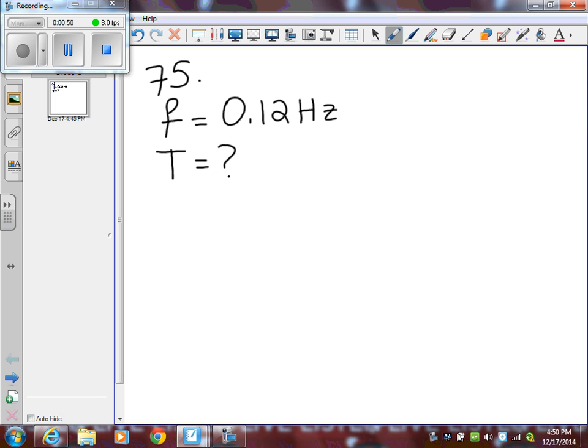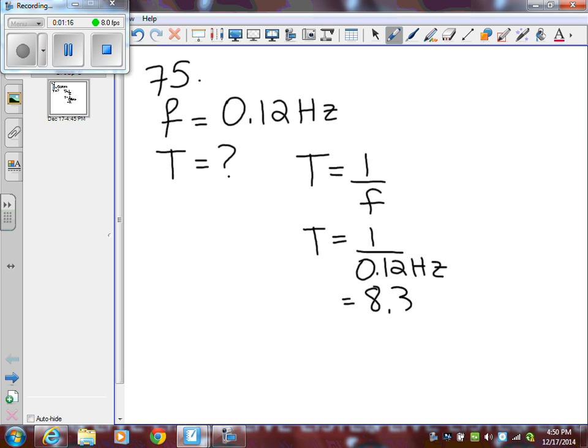We're going to look at our formulas. Our formula is going to show us that T equals 1 over f. Alright? Therefore, to find our period, we're going to plug those numbers into the equation, and we're going to get T equals 1 divided by 0.12 hertz. With that, we're going to get 8.3. Okay? And this is going to be in seconds for our units. And that is our answer.